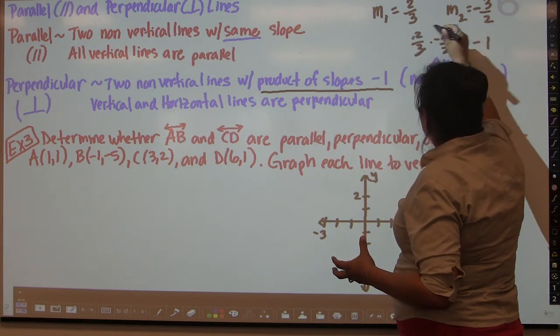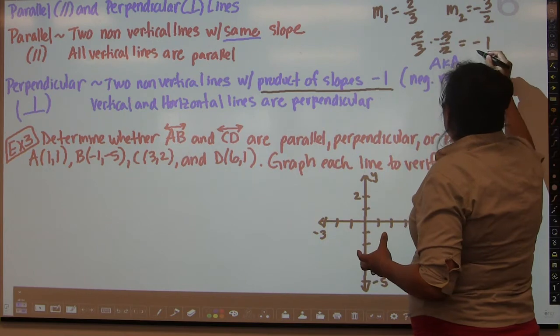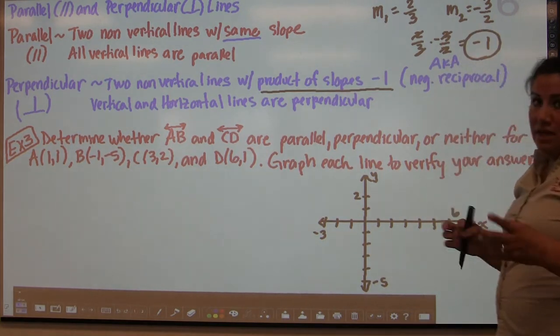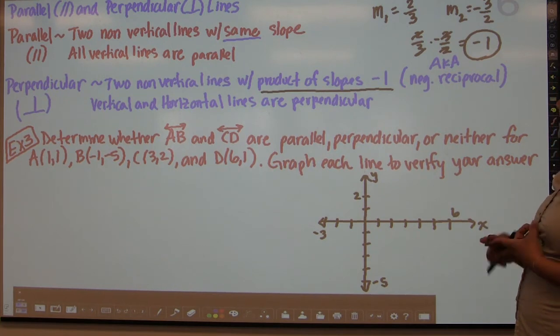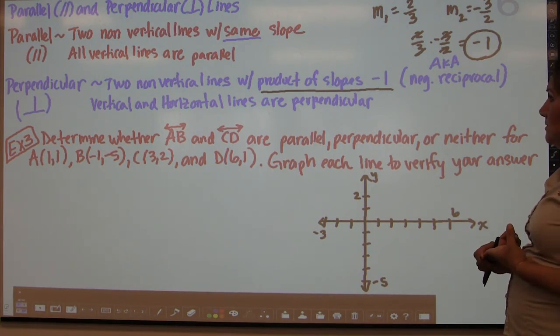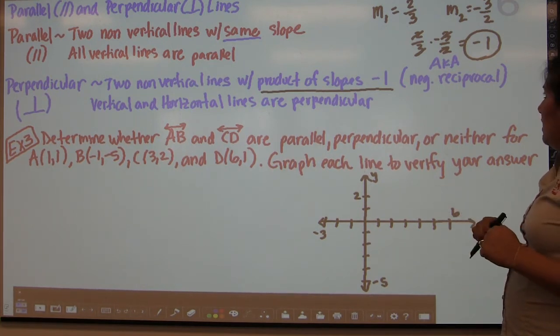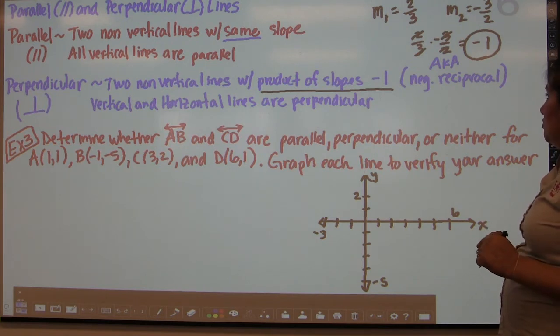The 3's will cancel, the 2's will cancel. 1 times -1 is -1. So it's the same thing. A negative reciprocal, sorry about that, is the same thing as flipping it over and multiplying by -1.